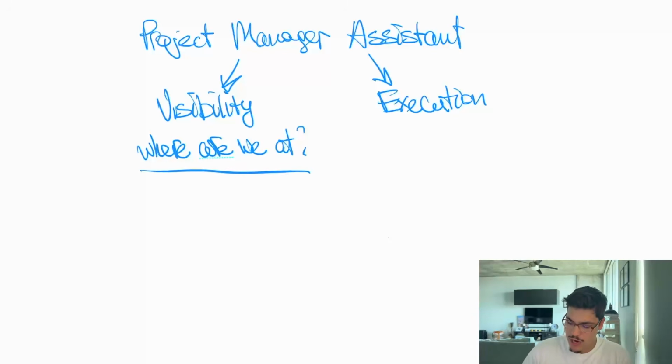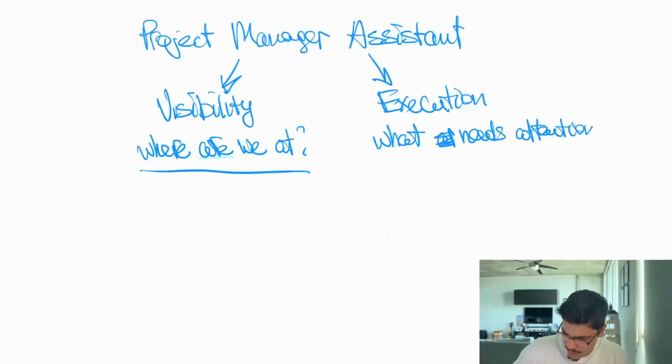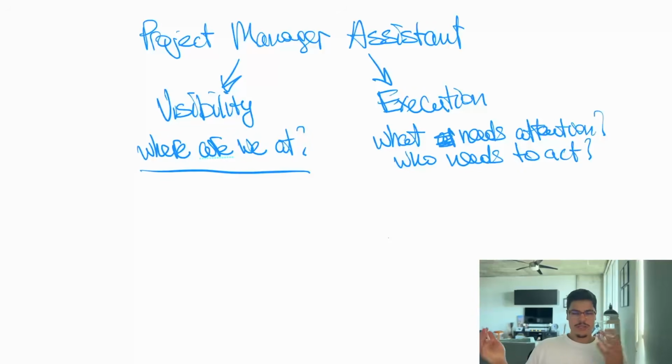So this is going to be the question for the visibility. The question for the execution, though, if you think about this, like how do we move things along, is what needs attention? All right. And the second question is who needs to act? So it's simply like, what are the things that we need to pay attention to and who needs to do things? All right. So these are the two things that we're going to be focusing on for the execution side of things.